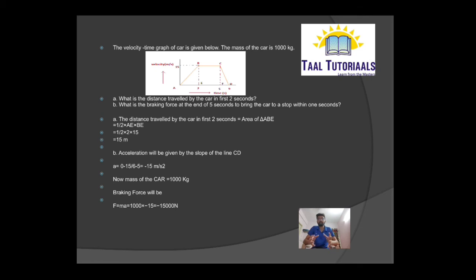So we have got the retardation, from which we find the force. The mass of the car is 1000 kg and acceleration, as we have got, is minus 15 meter per second square. So F is equal to ma, as I told. 1000 into minus 15 becomes minus 15,000 Newton. Again I am telling you, to find any distance from a velocity-time graph, we need to find the area.